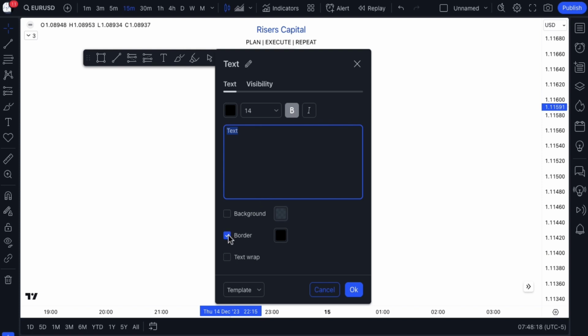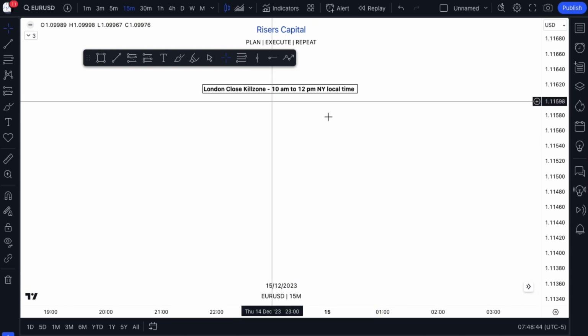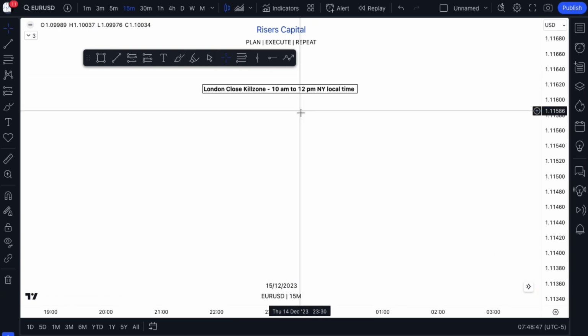So before we get into anything, we need to know the times of the London close kill zone. Now, the London close kill zone is at 10 a.m. to 12 p.m. New York local time. Now, make sure you've got that in your head, and make sure you're trading within this kill zone.